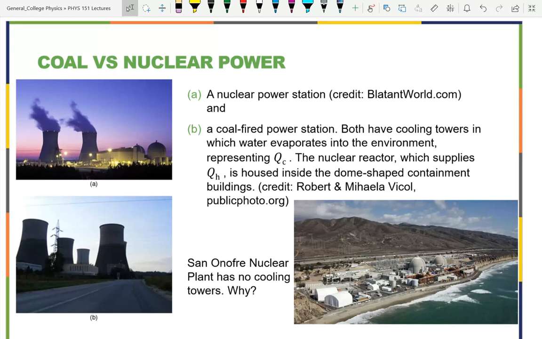Reasons why nuclear power is bad. First, we have to put the caveat, when we say nuclear power, we mean nuclear fission power. Nuclear fusion power, everybody agrees is good. What's the problem with nuclear fusion power, Nate?